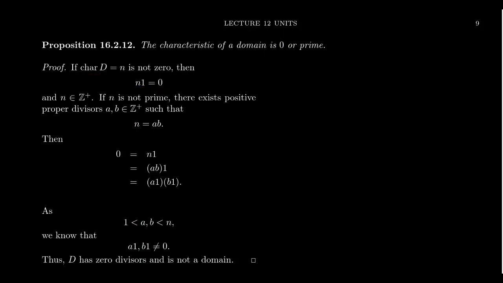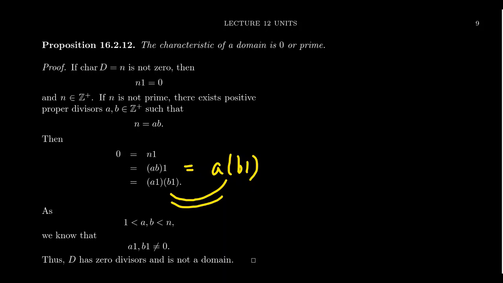Now we claim that this number is a prime. So for the sake of contradiction, suppose it's not a prime. Suppose n is a composite integer. There are two positive proper divisors, a and b, such that n is equal to a times b. Now consider the equation we had before. We have 0 is equal to n times 1. n is, of course, the same thing as ab, for which we can write this as ab times 1. We can also factor that even better. This is ab times 1, which is the same thing as a1 times b1.